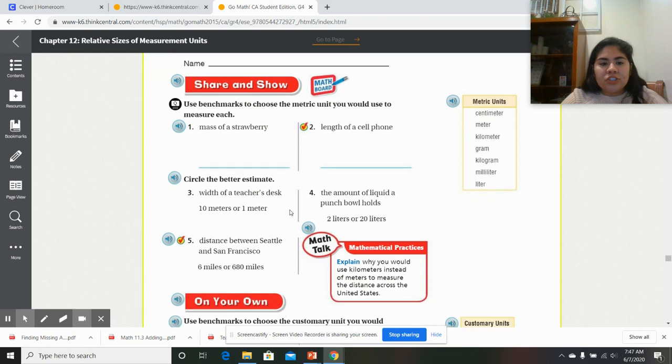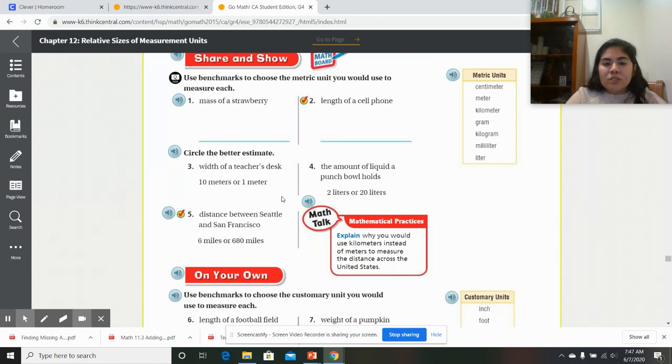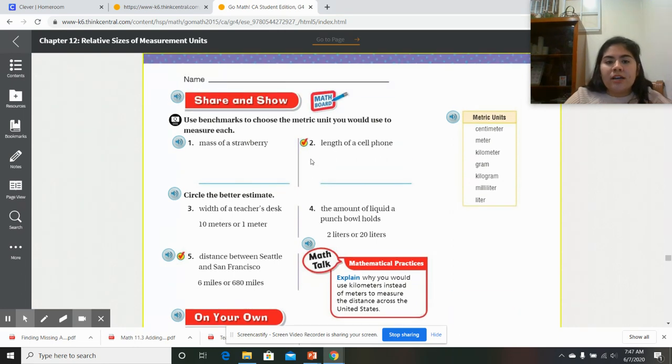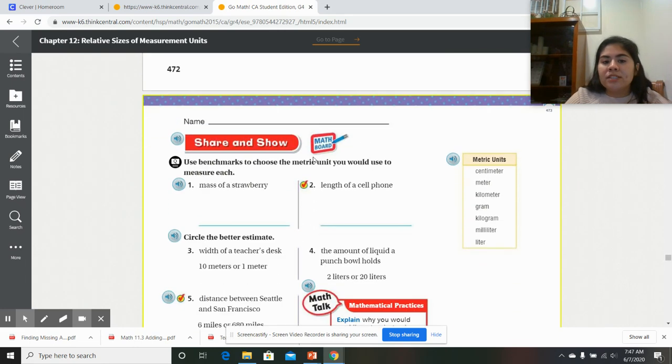So we're going to look here on share and show, and it says use benchmarks to choose the metric unit you would use to measure each. Also, this is page 471 to page 473, and I'm saying that because you can have it open if you want to do it on Seesaw, write the answers there, or if you just want to post a picture, that's fine. But you're probably going to want to go back and forth, and you'll see what I mean right now. So you're going to use benchmarks to choose the metric unit you would use to measure each.